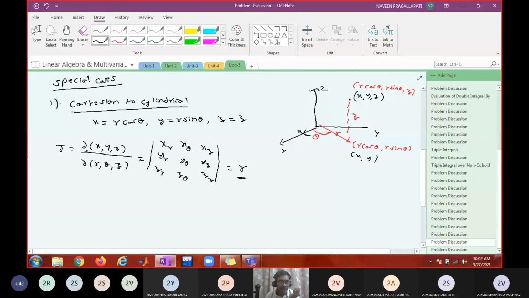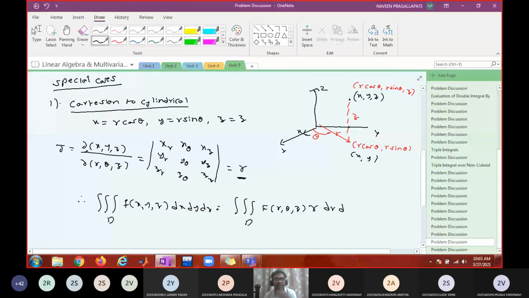Okay, therefore the triple integral over D of f of x y z dx dy dz becomes a triple integral over D' of F of r theta z, times r, dr d theta dz, that is, r dz dr d theta.